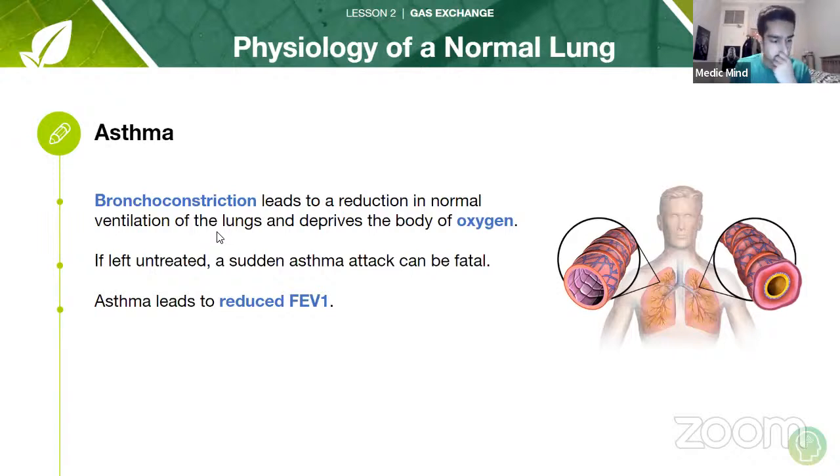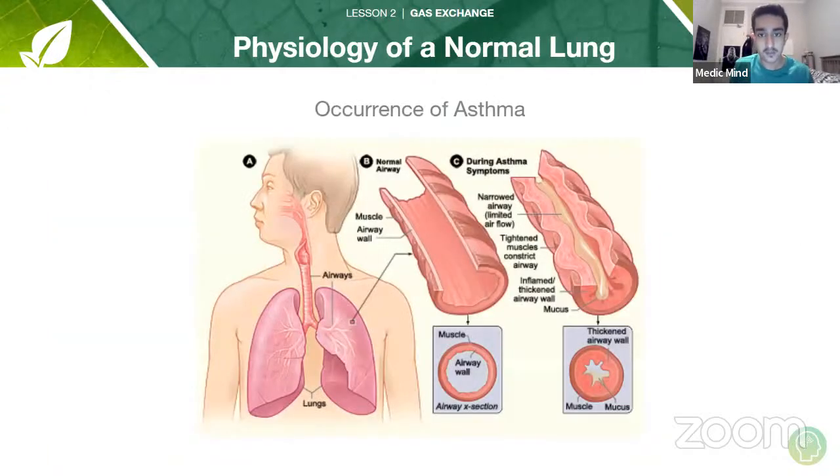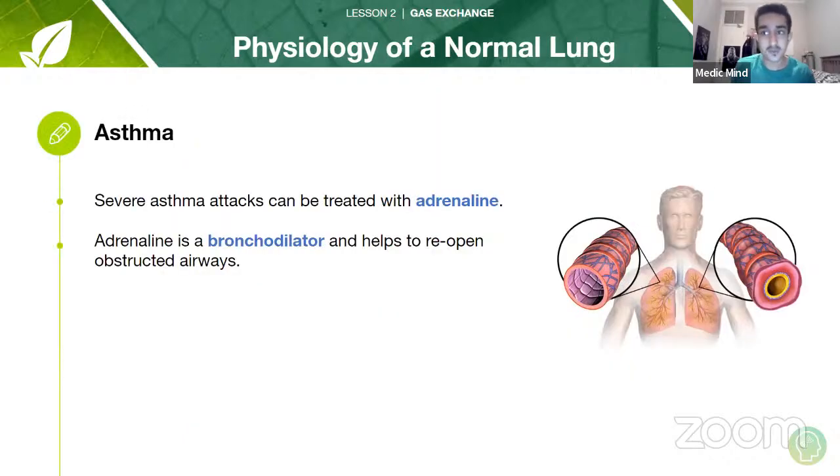But bronchoconstriction, the idea is that it leads to a reduction in normal ventilation and deprives the body of oxygen, which is why asthma attacks, especially if they're severe and acute, can be fatal. Again, asthma attacks severely can be treated with adrenaline. Adrenaline is a bronchodilator. Otherwise, for long-term care, use steroids or different other drugs like inhalers. You've got your blue and your brown inhaler that can be used. And again, steroids decrease inflammation. That's kind of their job.